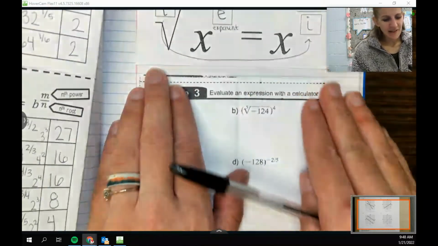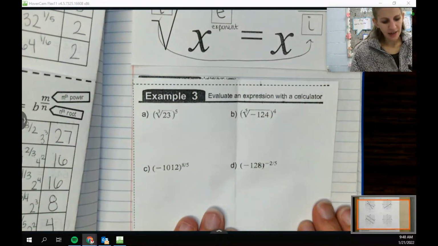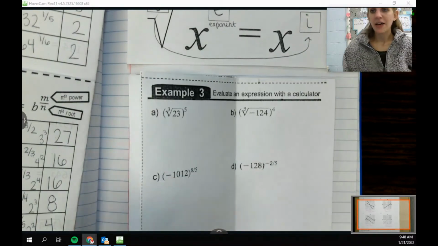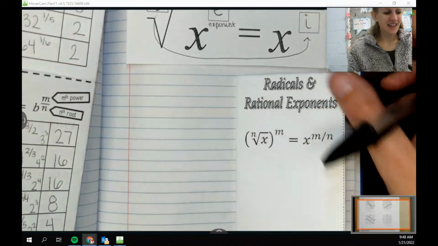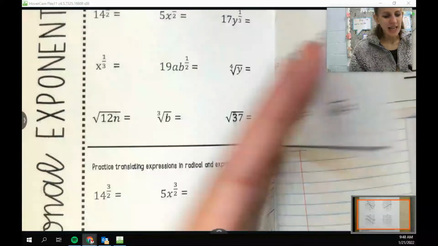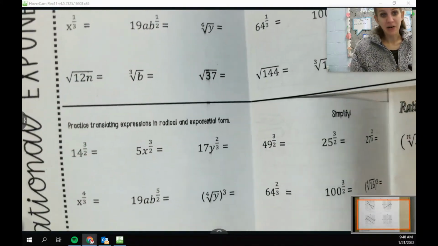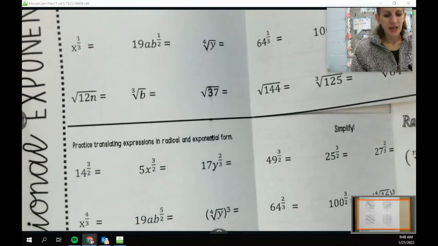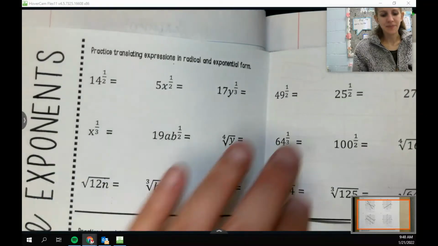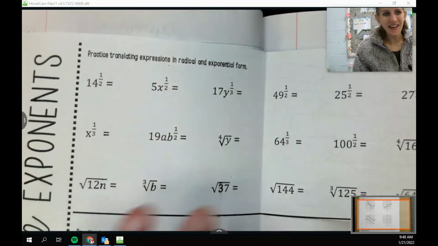And here we go, evaluate with a calculator. No, thank you. I don't want to use a calculator. Let's go back to some of these. So there are a bunch of examples in here, guys. I'm not going to do all these. I will probably do a few, and then hopefully I'll be good.